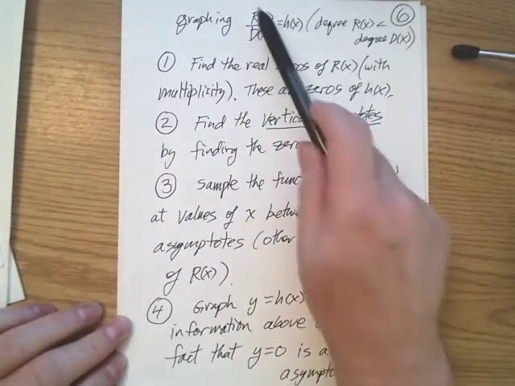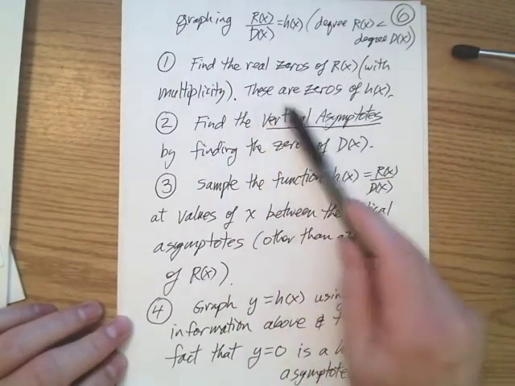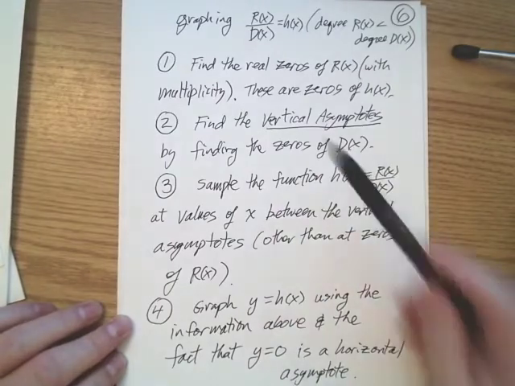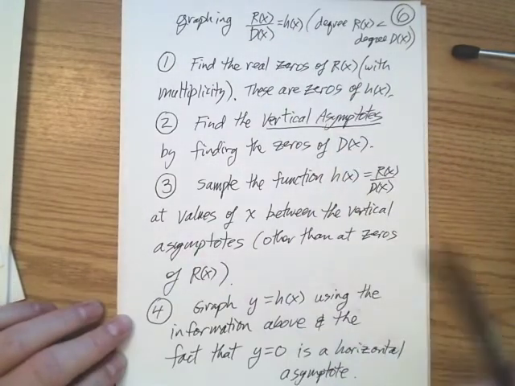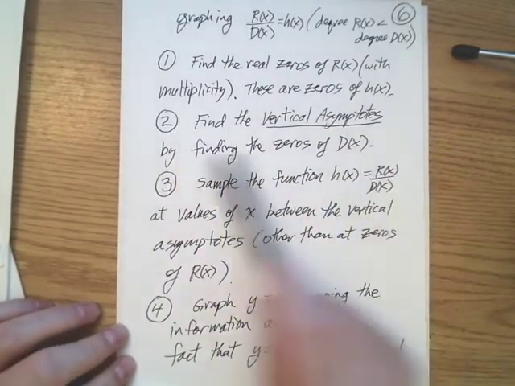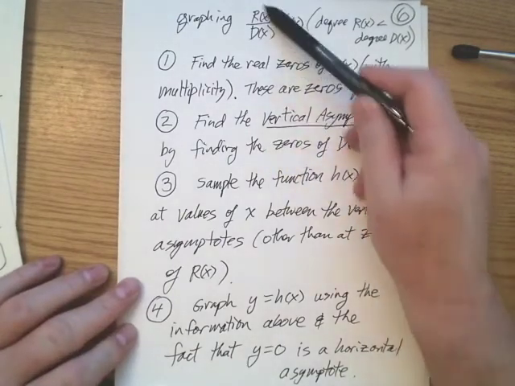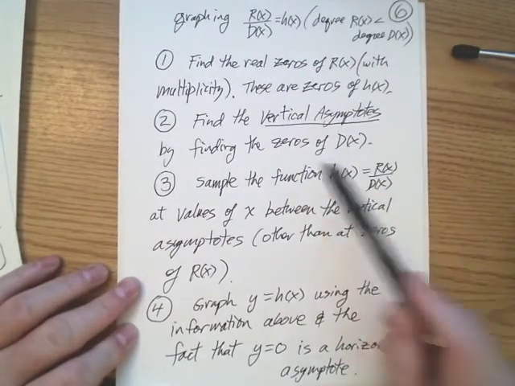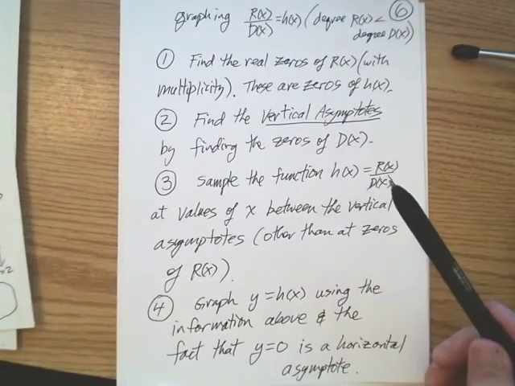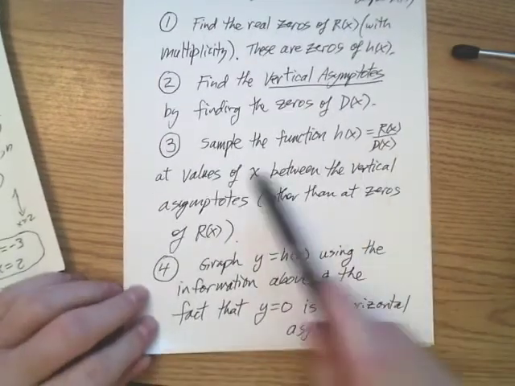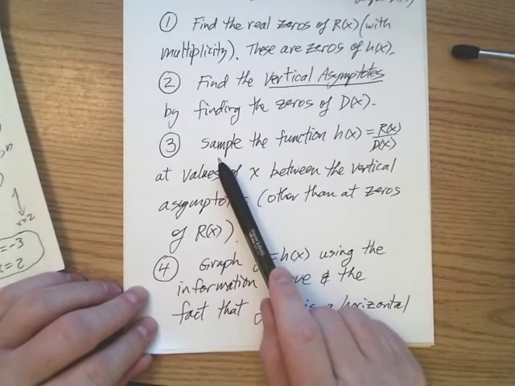Find the real zeros of the numerator. That's the r(x). These are going to be the zeros of h(x). I've also assumed that this is reduced, like I've mentioned here. Find the vertical asymptotes by finding the zeros of d(x), okay? Again, this is reduced, okay? Okay, find the zeros, like we were doing just a second ago.